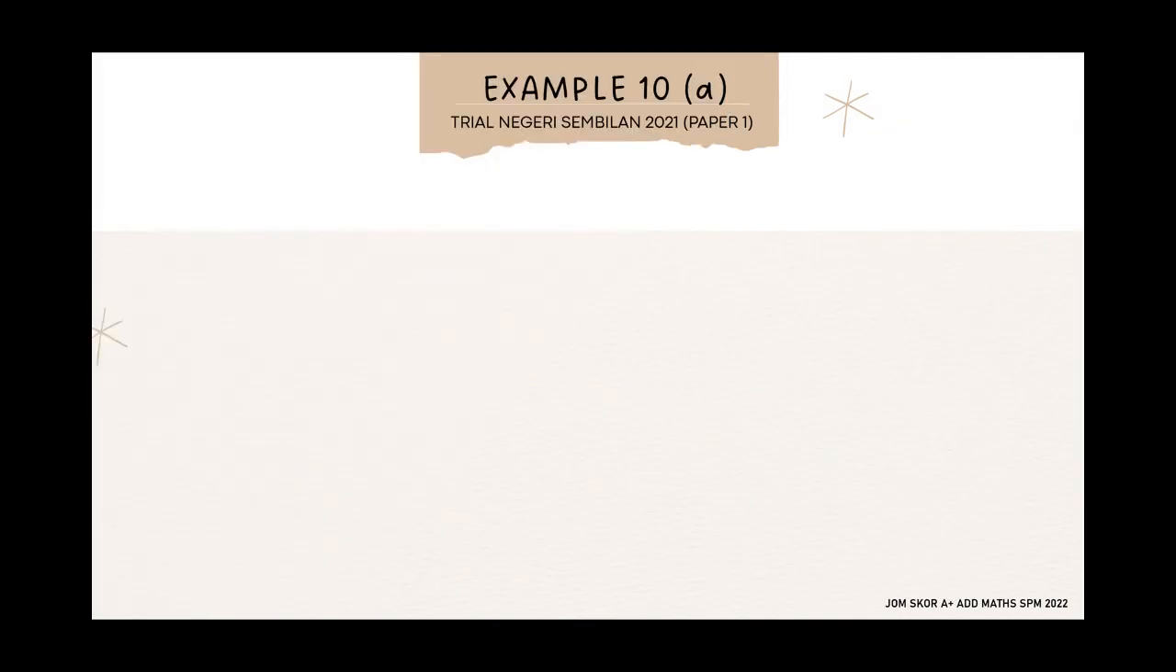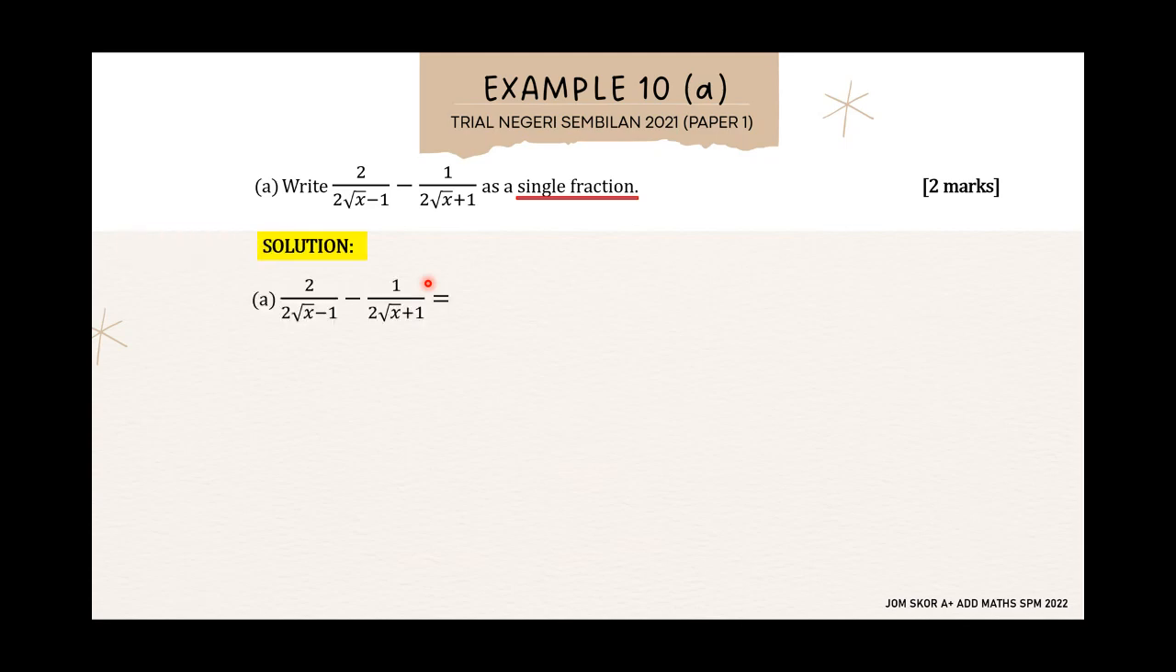Terusnya example 10A. Okay. Ini adalah trial negeri 9 2020. Soalannya. Write 2/2 third x minus 1 minus 1/2 third x plus 1 as single fraction. Okay, sekarang kalau kita nampak pada soalan yang diberi, ini bukan single fraction. Jadi kita nak tukar kepada single fraction. Okay, 2 mark. Right. So, cara 2 pecahan, okay, operasinya tolak.